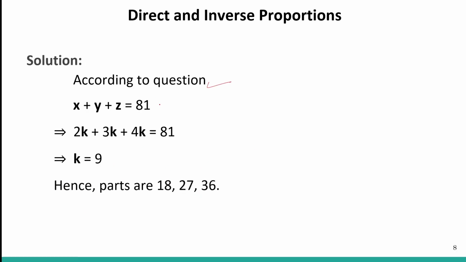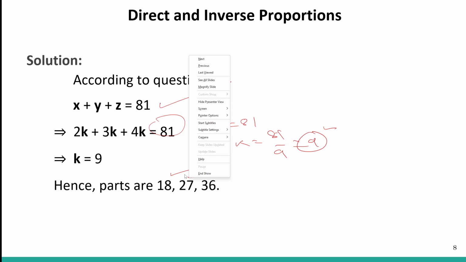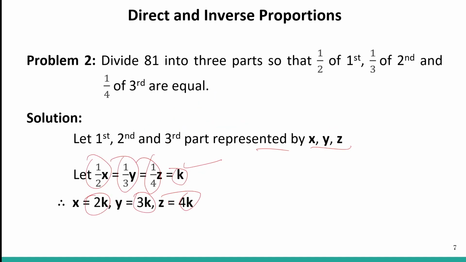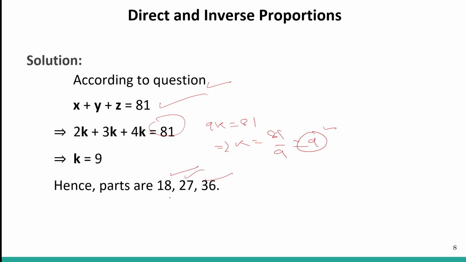According to the question, x plus y plus z is equal to 81. So 9k is equal to 81, which implies k is equal to 81 by 9, that is equal to 9. So hence the parts are 18, 27 and 36. Since 1 by 2 of x is k, x is equal to 2k. If k is equal to 9, that is equal to 18. And y is equal to 3k, that is 9 into 3, equal to 27. So z is equal to 4k, which implies that z is equal to 36, that is 9 into 4.